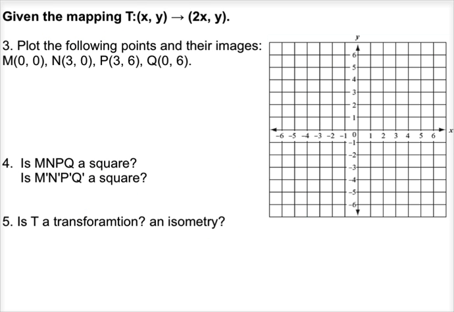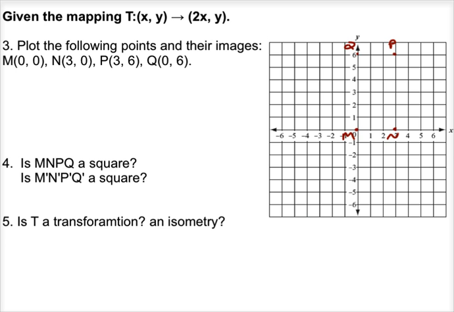Given the mapping T that maps x, y to 2x, y, plot the following points and their images. So first I'm just going to start by plotting the points they give me. So M is 0, 0. N is 3, 0. P is 3, 6. And Q is 0, 6. So these are all my pre-images.